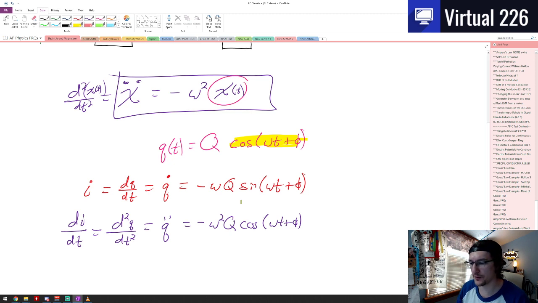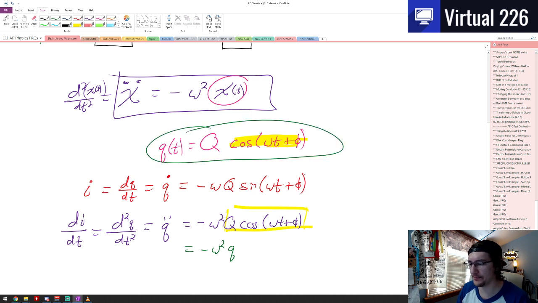And this is perfect for us because we know that Q cosine omega t plus phi is just q. That's what we had up here, right? So I can use this equation as a simple harmonic oscillator, looking at the amount of charge stored on the capacitor.